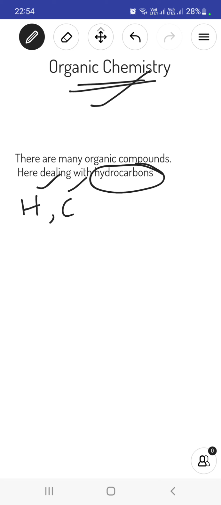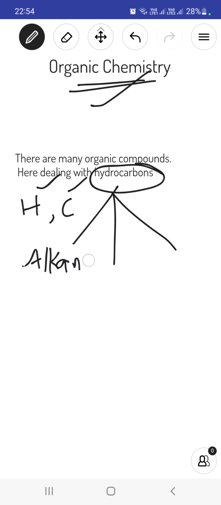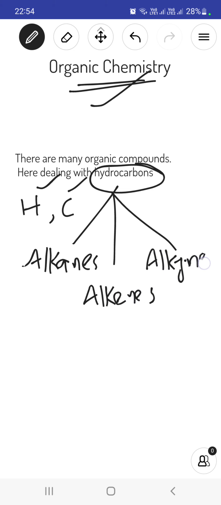So the hydrocarbons are classified mainly into three types. They are alkanes, next one is alkenes, and third one is alkynes. There's a small difference in the spelling. Just check it. Alkanes, A-N-E-S. Alkane, alkene, E-N-E. And alkyne, Y-N-E. So, alkanes, alkenes and alkynes.